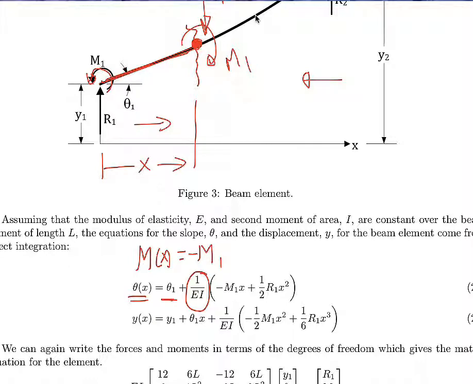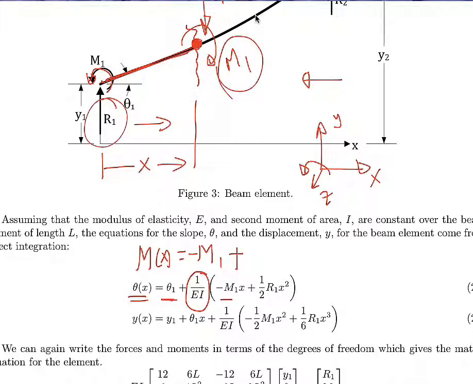Remember that I have x, y, z, so I have x this way and y is this way and z is out of the board. So the positive sense for the moment is when it is going counterclockwise, and therefore on the right side here M1 is negative, so you have minus M1. And then we have the influence of the reaction R1, so it'll be R1 times X. So this is the moment equation that we can build from both the applied moment and from the reaction.